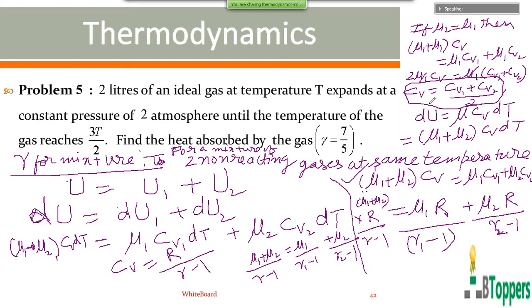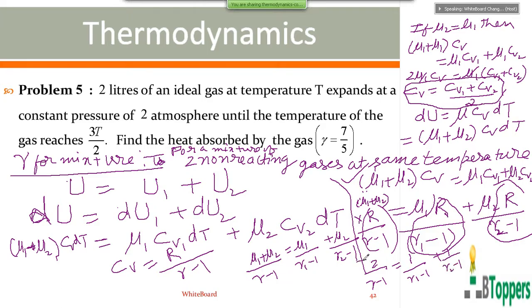And if you want to find gamma, you can write CV equal to R by gamma minus 1 on the left side. CV1 is equal to R by gamma 1 minus 1, CV2 equal to R by gamma 2 minus 1. Then you get 2 by gamma minus 1 equal to 1 by gamma 1 minus 1 plus 1 by gamma 2 minus 1. I mean, if an equal number of moles are mixed.